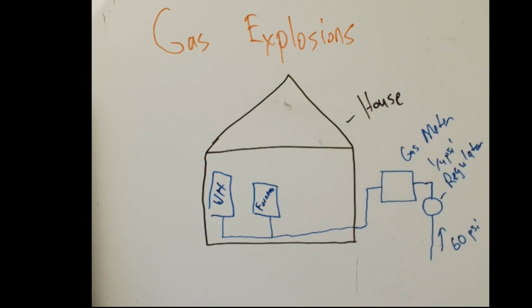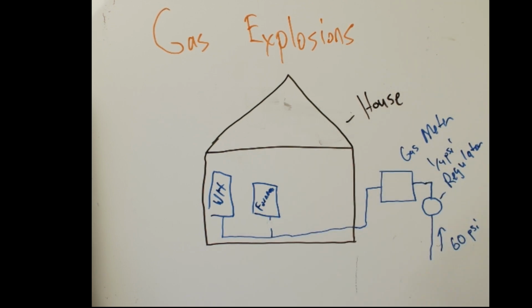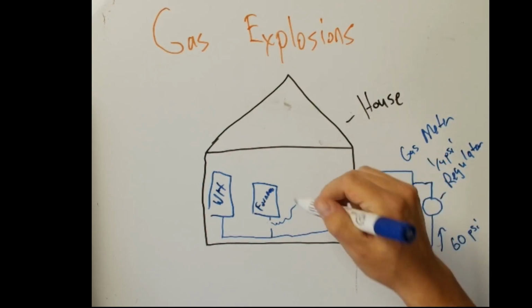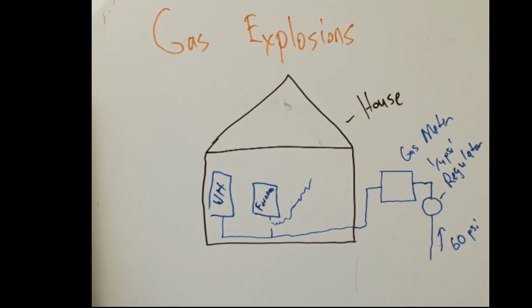So let's say you have, say, a leak somewhere in your house, right? Right here, and natural gas starts leaking. The pipe breaks off or it has a hole in it or something. Gas starts to leak out, right? And it starts to fill your home.